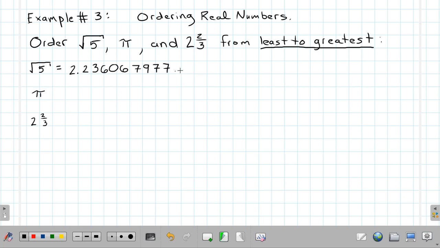2.236067977... And then it actually goes on forever. Luckily, we won't need all these decimal places, so this is fine, writing it like this. Okay, so that's the number square root of 5 as a decimal.